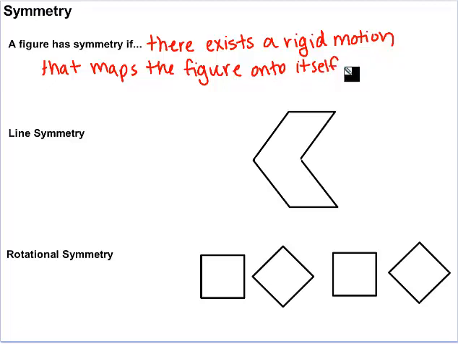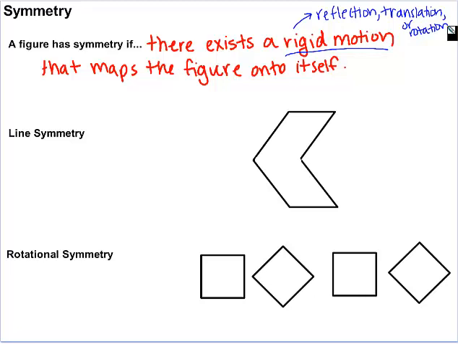So what do we define a rigid motion as? Well, a rigid motion will be just the types of transformations that we've just talked about: a reflection, a translation, or a rotation. So if one of those three transformations occur and the figure gets mapped onto itself, then we say that it has symmetry.